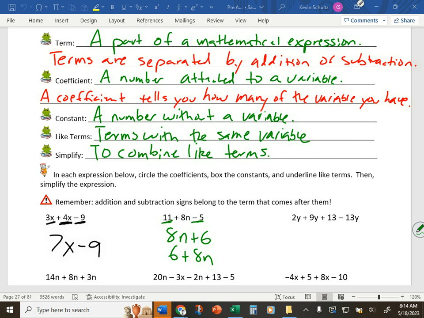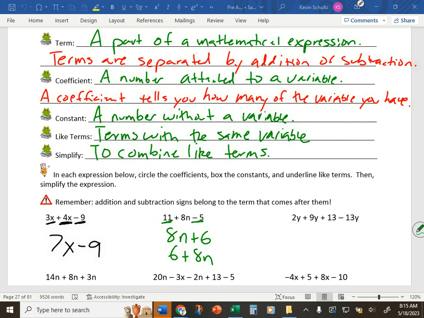Jolie, yes. Could you also do 11 plus -5? Ooh, 11 plus -5. That means the same thing as 11 minus 5. So yes, you would still end up with 6 though when you combine them. Okay. Good. How about the next one? 2y plus 9y plus 13 minus 13y.